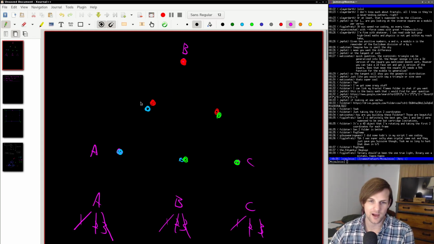So then we have all of these points here. So all of A's children are now generating new children. So we have one that goes here, one that goes here, and one that goes here. All of B's children then generate new children. So you have one here, one here, and one here. And then all of C's children do the same thing.